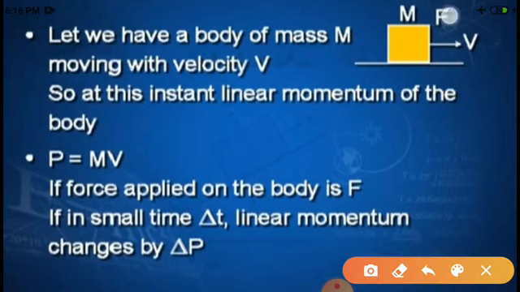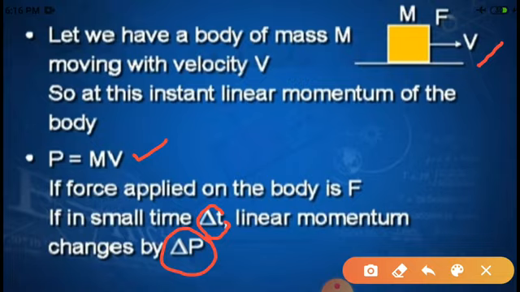F is the external force acting on the body. V is the velocity of the object in the direction of force, and let m be the mass of the object. So at that instant, the linear momentum of the body will be p is equal to mv. Now after a small change in time, that is dt, the linear momentum becomes p plus delta p. What is delta p here? It is the change in momentum of a body in time interval dt.